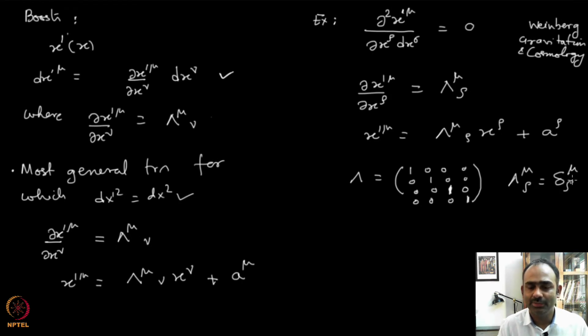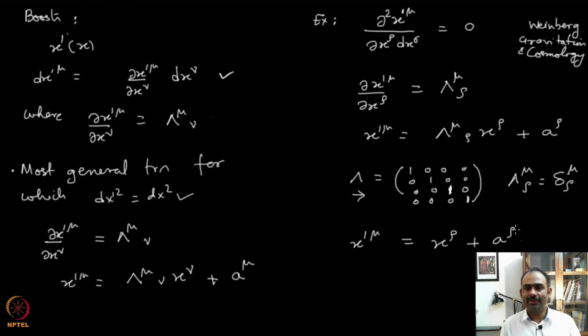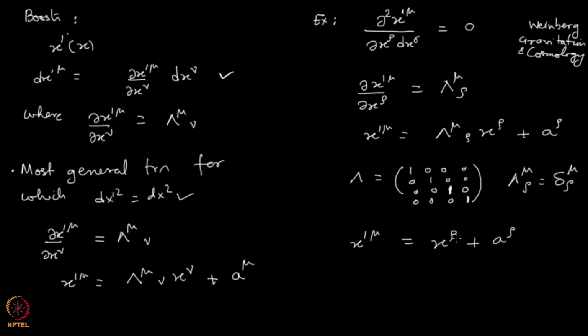Okay, where delta mu rho is the canonical delta. So if mu and rho are equal, this takes the value 1, otherwise it's 0. So what we get is x prime mu is x rho plus a rho, okay, under this matrix, which means that I can easily interpret what a rho is. Sorry, I'm messing up with the indices. So this should be mu here, and this should also be mu here.